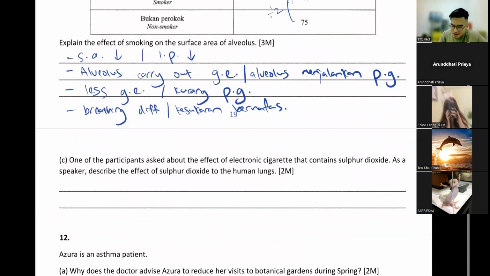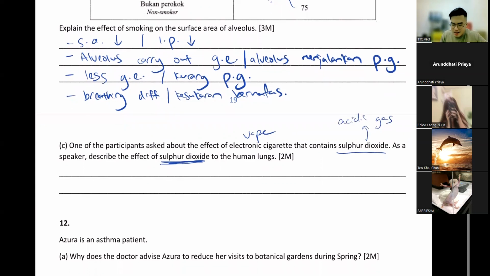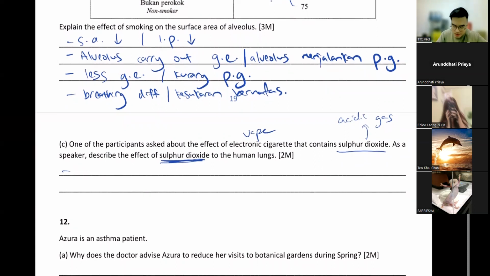Okay, so anyway, one of the participants asked about the effect of electronic cigarettes. You know what this is? It's an e-cigarette, right? Yes, that's what they call it, vape lah. So that contains sulfur dioxide. As a speaker, describe the effect of sulfur dioxide. What is sulfur dioxide? You learn this in acid rain. So what is this gas? This is an acidic gas, right? We said it just now. So acid gas, what will it do? It will corrode your lungs, okay? Mengakiskan tisu paru-paru.